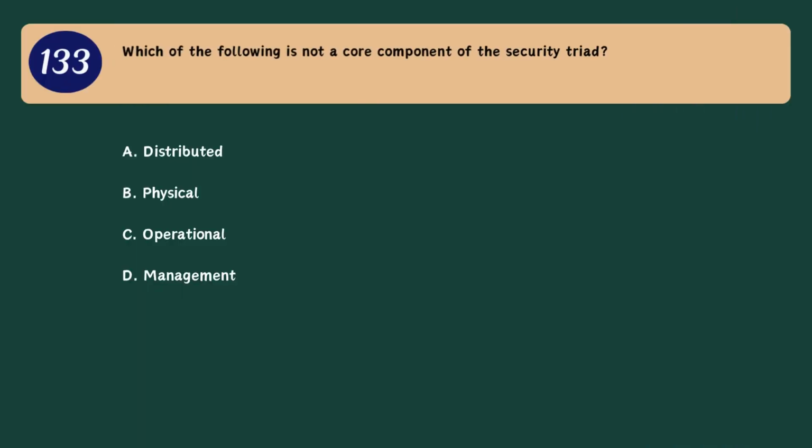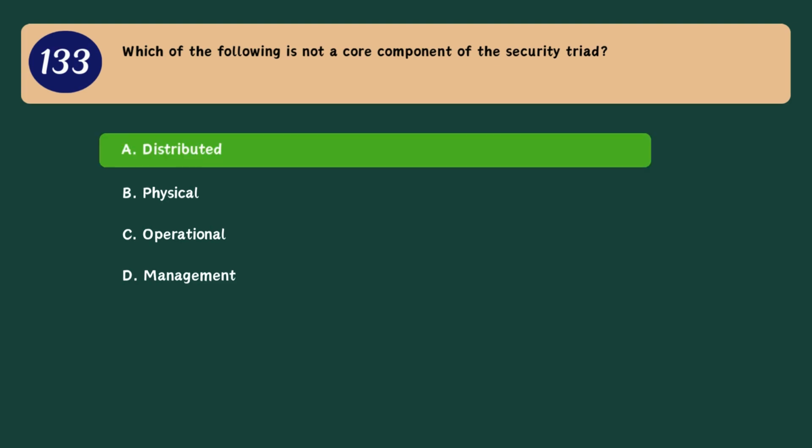Question 133. Which of the following is not a core component of the security triad? A. Distributed. B. Physical. C. Operational. D. Management.